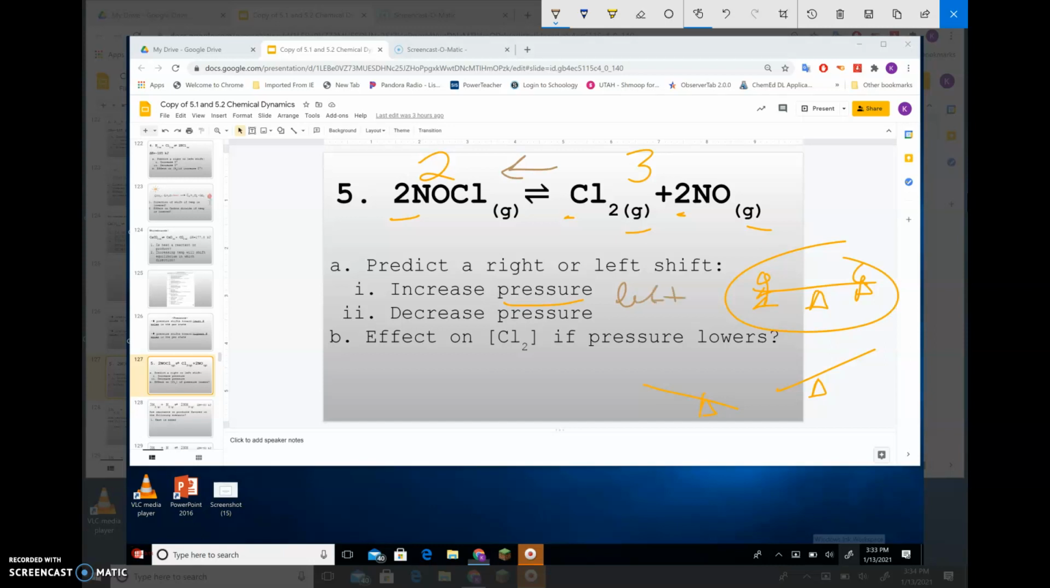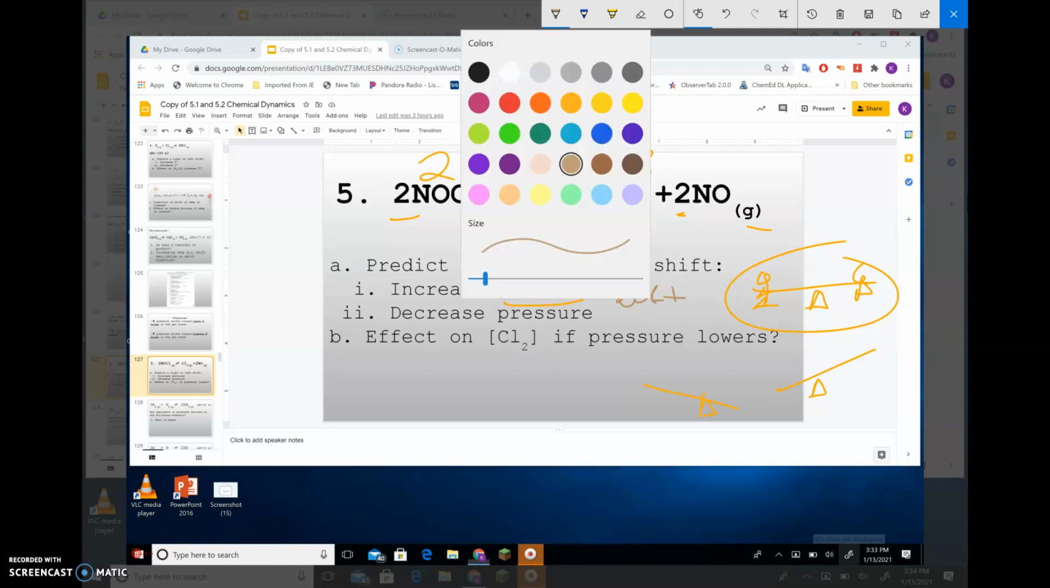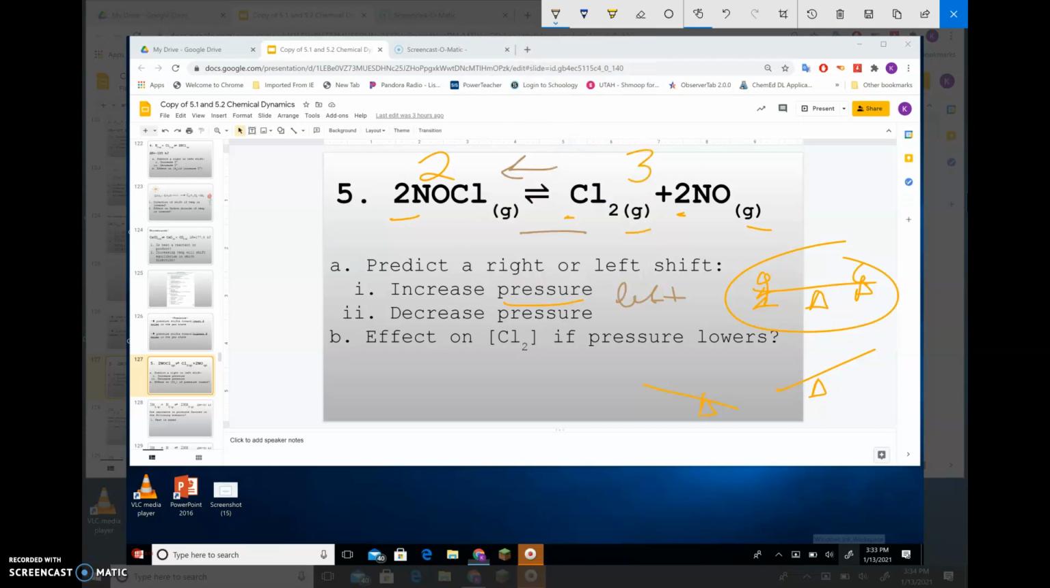Okay, if we decrease pressure, it's going to go to the side with the most number of moles. So that means it's going to go to the right side because the right side has 3 versus 2. So this would be right, that second answer. Okay, then it says effect of chlorine if the pressure lowers. Well, we know if the pressure lowers, that's just a decrease. So if it lowers, we're looking at it shifting to the right.